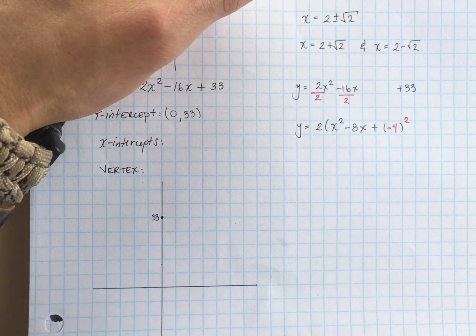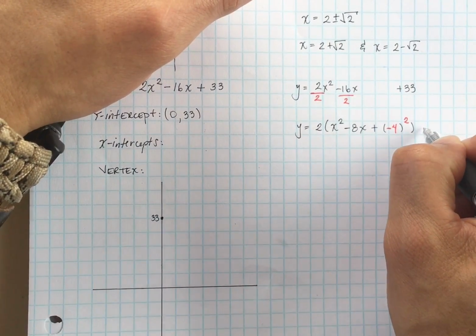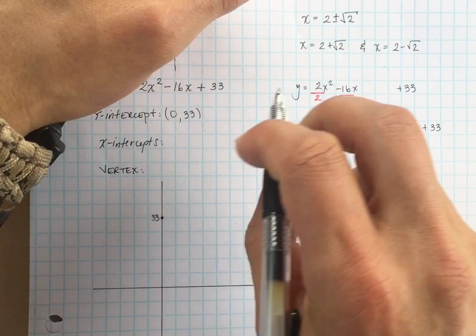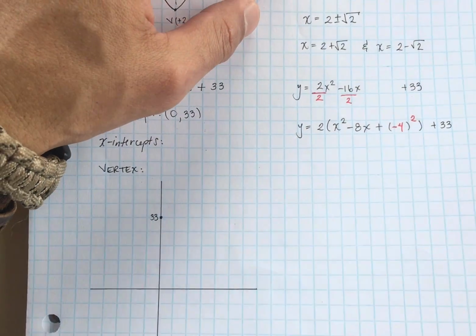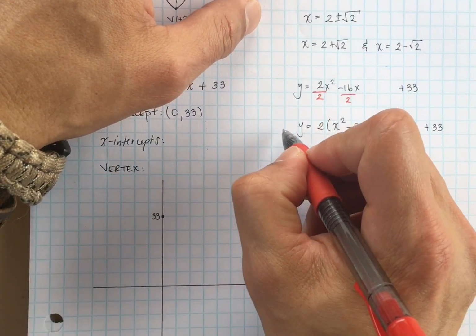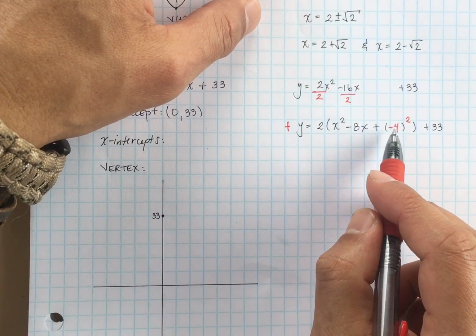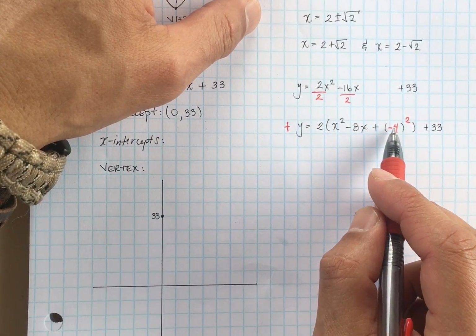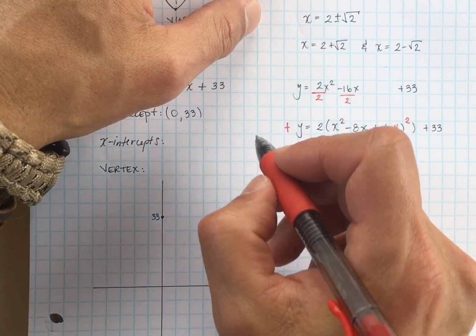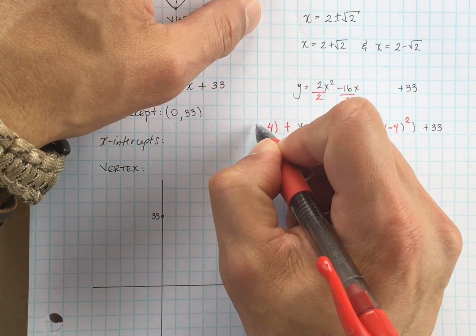Okay, la mitad de negativo 8 es negativo 4. Y lo vamos a cuadrar. So now we have this part. On the left, okay, we got to add what we did, same thing on the right. So we added negative 4 squared. So it's negative 4 squared.